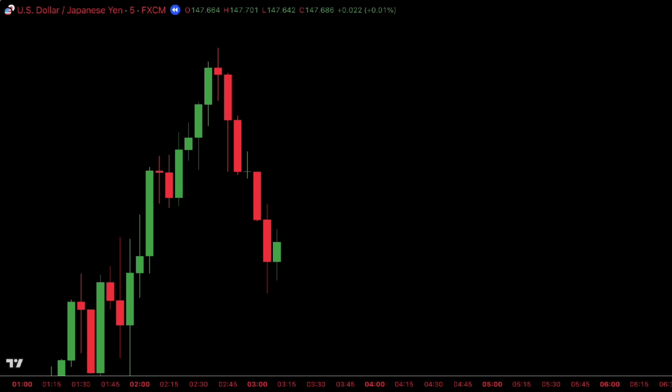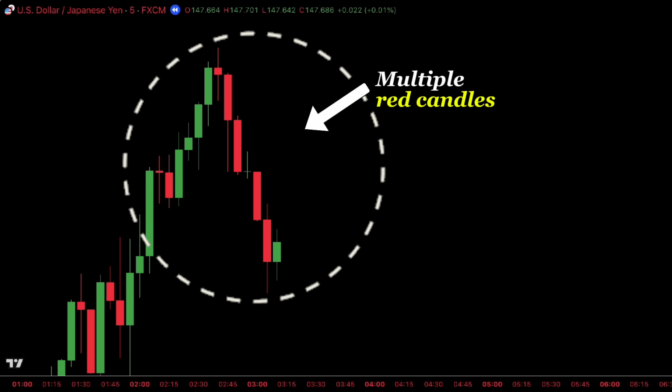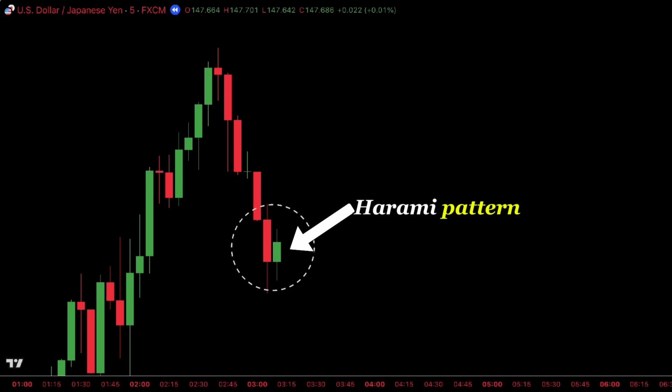Now let's look at a chart example. As you can see here, we first have multiple red candles, which indicates a downtrend. This tells us that sellers are controlling the market. Then a harami pattern forms. The small baby candle appears completely inside the mother candle, which tells us that the market has entered a short period of pause or indecision.